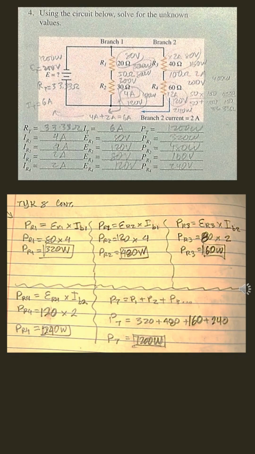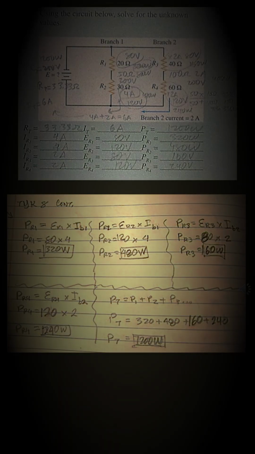So the power total is nothing but the addition of each of the powers. In this case, we have 4 quantities, 1 at each resistor. So we have 320 watts plus 480 watts plus 160 watts plus 240 watts, which equals 1200 watts total, which is our power total.